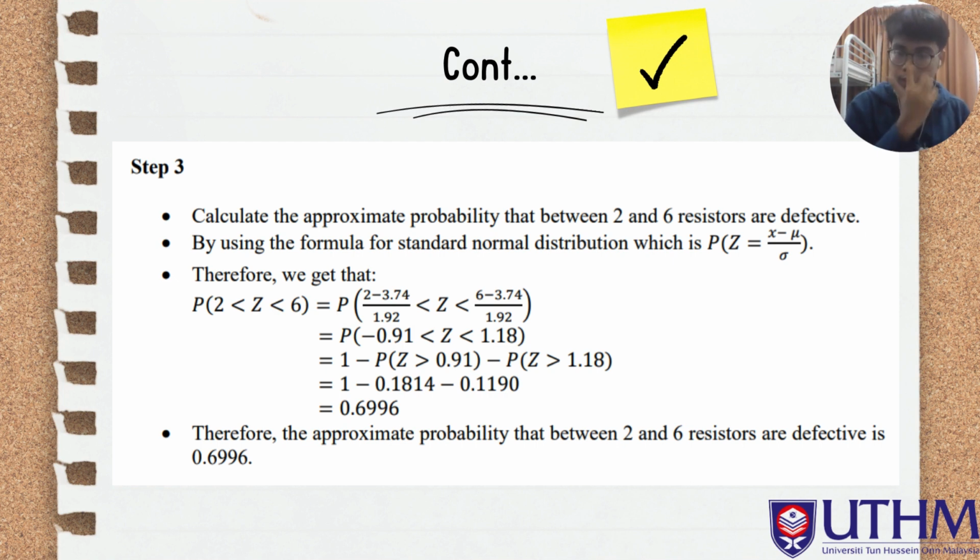Then we will rewrite it so that we get 1 minus P(Z is bigger than 0.91) minus P(Z is bigger than 1.18). And then using the probability table, we will turn it into 1 minus 0.1814 minus 0.1190, where we get 0.6996. Therefore, the approximate probability that between 2 and 6 resistors are defective is 0.6996.